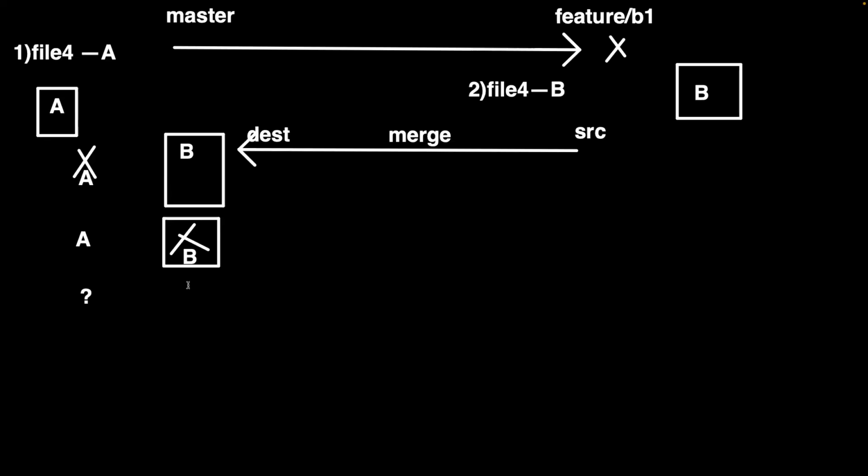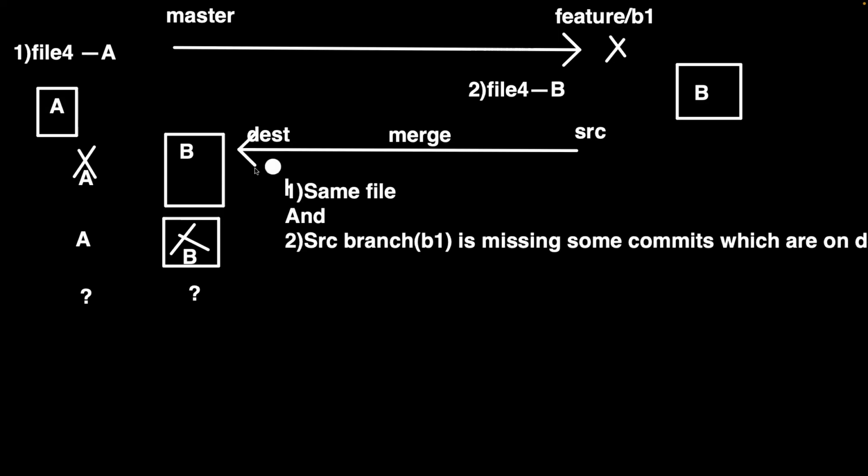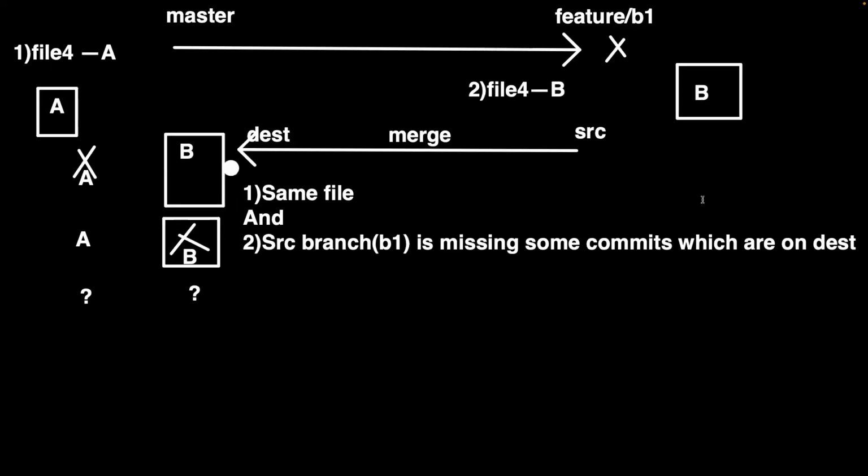It's all about the commits, not about the content, not about the same content or lines in the file. And when do you get this conflict? Same file and, right? It's mandatory. If it is same file alone, you will not get a conflict. Same file and source branch, in our case, which is B1, is missing some commits which are there on destination. Then you get a conflict. That's where you get a conflict. This is the reason for conflict. Source branch is missing some commit.